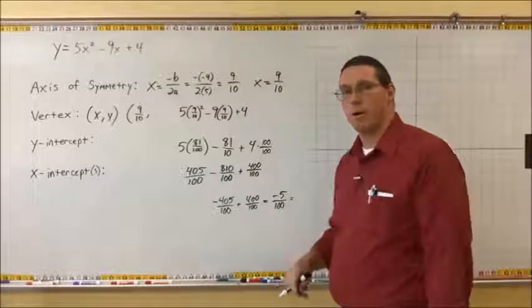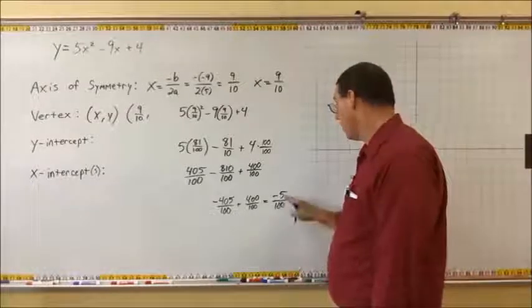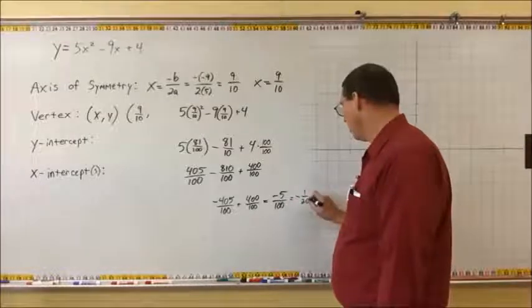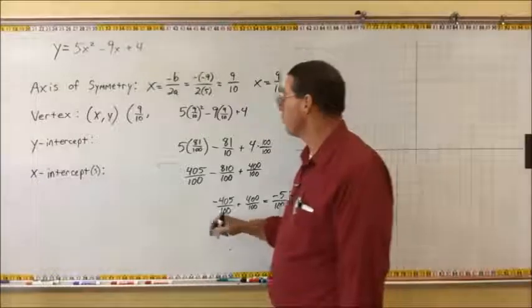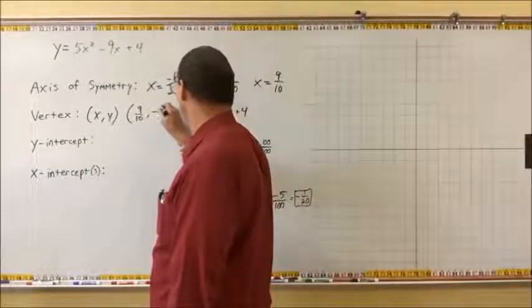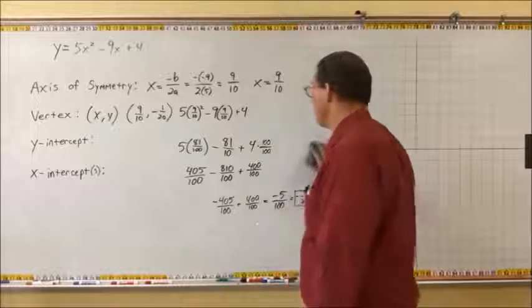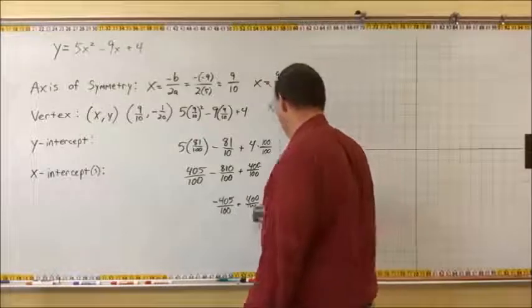5 divides into 100 20 times, right? So this is 1 over 20. So negative 1/20. Okay, so our vertex is at 9/10 and at negative 1/20. Okay, that's our vertex. All right, let me get rid of this.